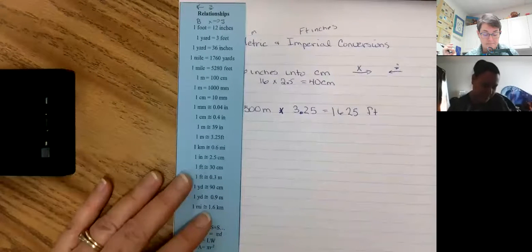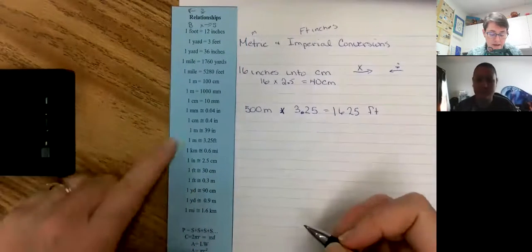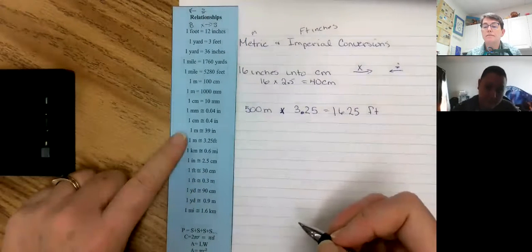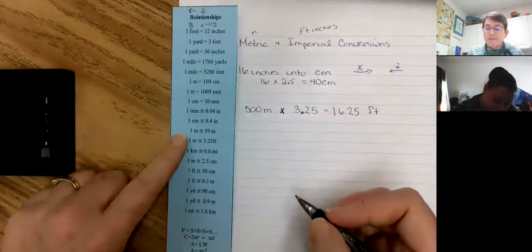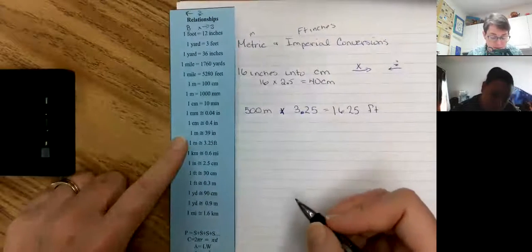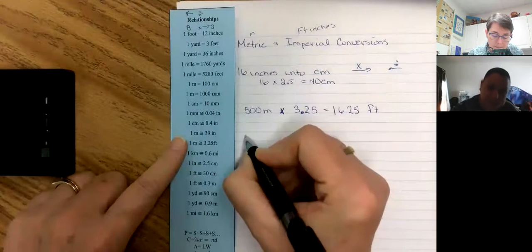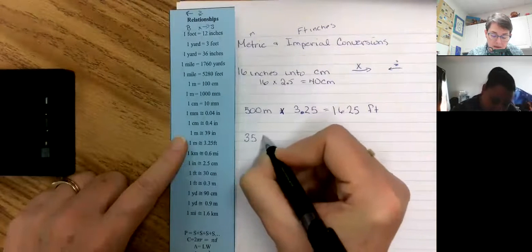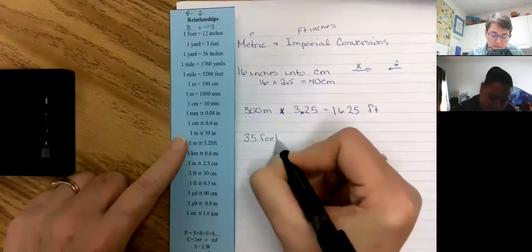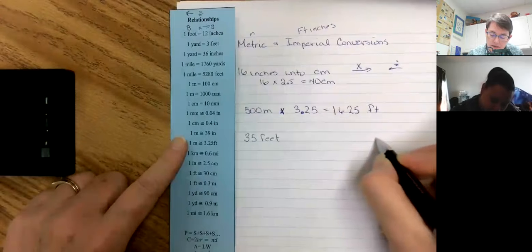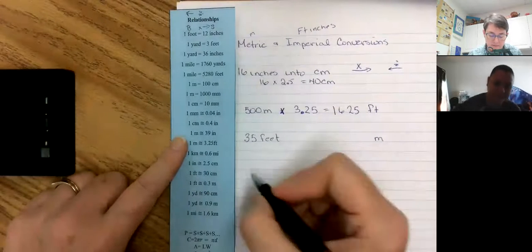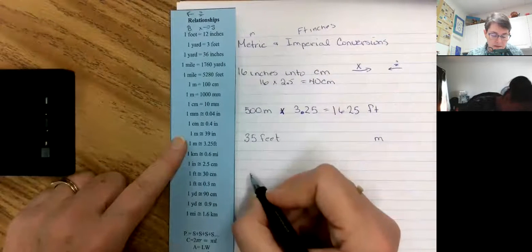How about I'll give you a couple to try. I wonder where Corey went. He was there for a minute. I know he said, I heard him say hi. Me too, I heard him. 35 feet. I want you to convert that to meters.